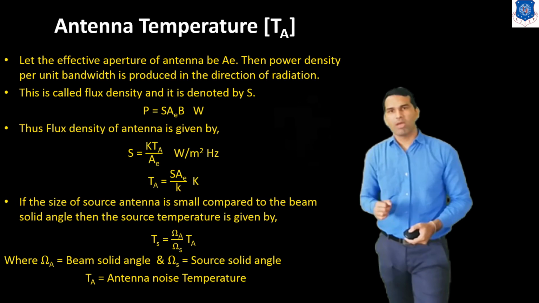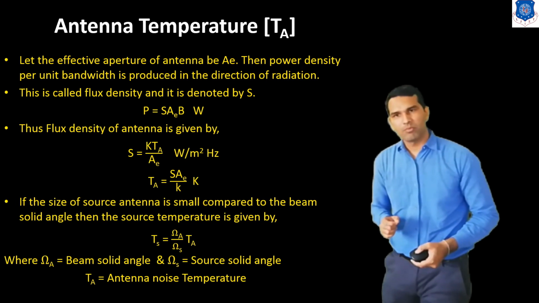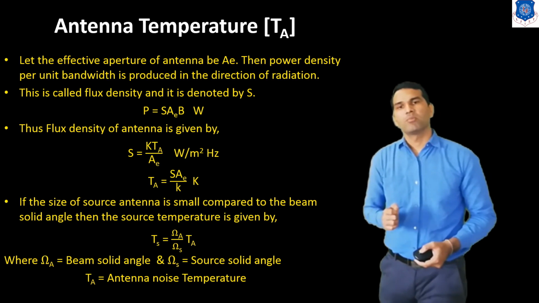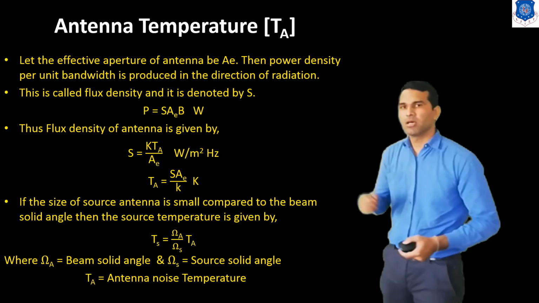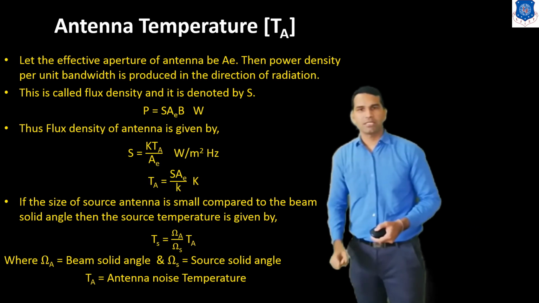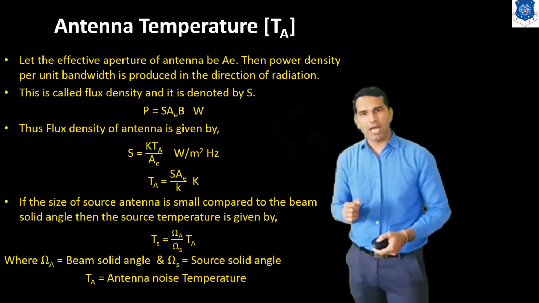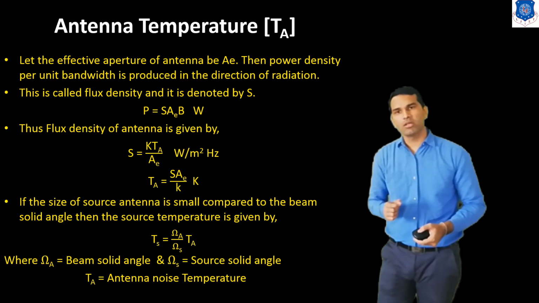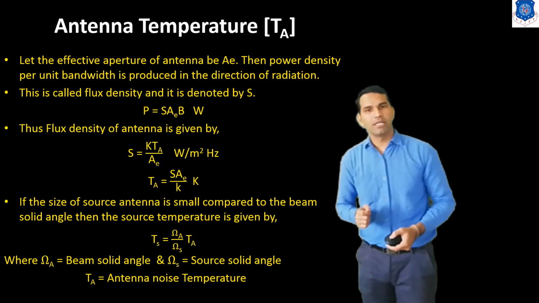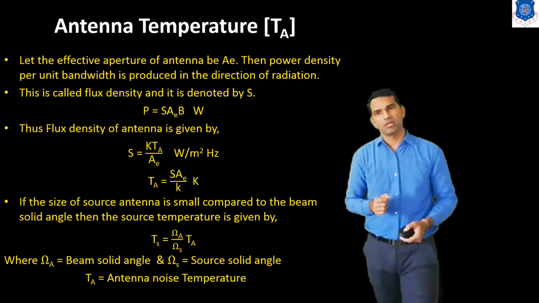Let the effective aperture of the antenna be AE. Then the power density per unit bandwidth produced in the direction of radiation is called the flux density, and P = S AE B. So the flux density of the antenna is given by S = K TA / AE, and we can write TA = S AE / K.